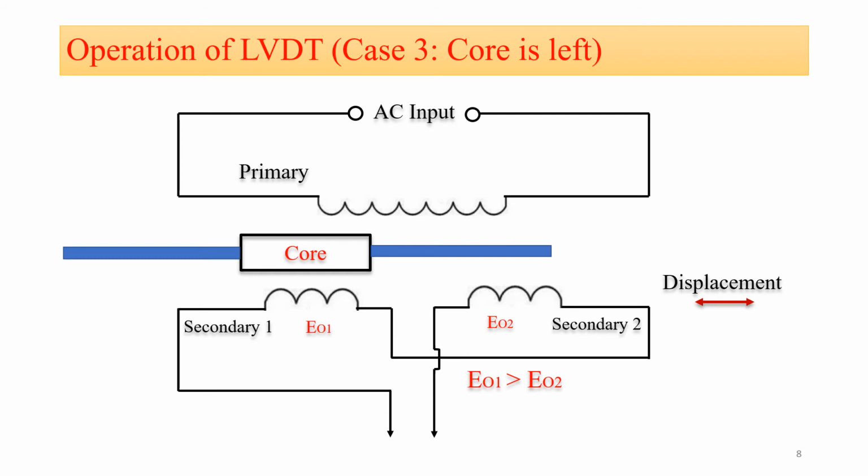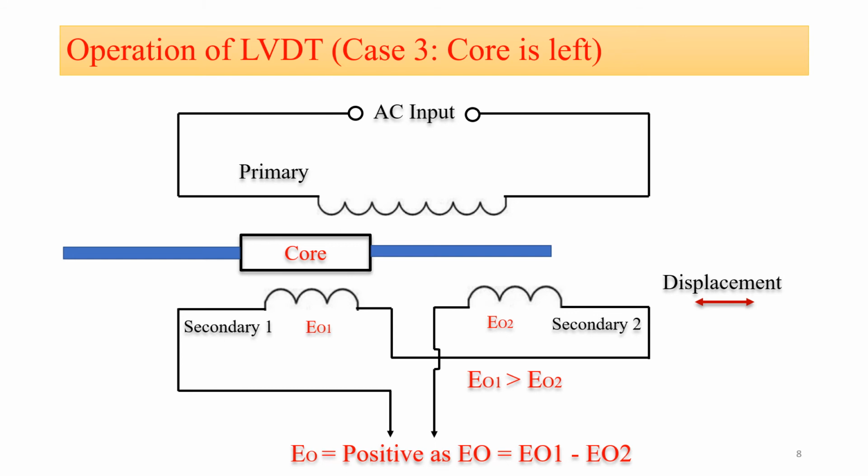Now what will be the amount of total EMF? Here the total EMF, that is EO, will be positive, as our total EMF equals EO1 minus EO2. If the position of the core is at secondary winding 1, then the EMF induced in secondary winding 1, that is EO1, will be greater than that of EO2. That's why the total EMF induced in both the secondary windings will be positive.